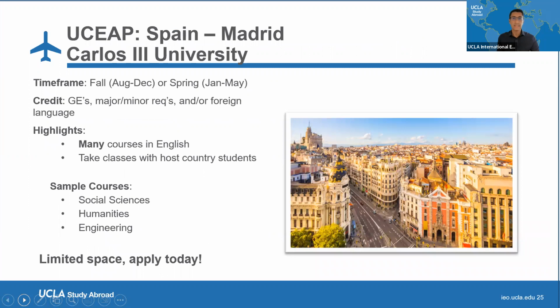Another great program is in Spain, in the city of Madrid, at Carlos III University. Again, this one is fall semester or spring semester. At this university, you will be fully immersed with local students and local professors, and you can take classes in English. Or if you have Spanish 5 or higher, you can take classes in Spanish. This great university focuses on engineering, humanities, and social sciences. Please make sure that you apply today for this program because it does have limited space.